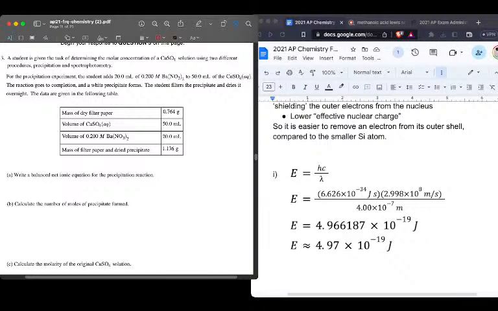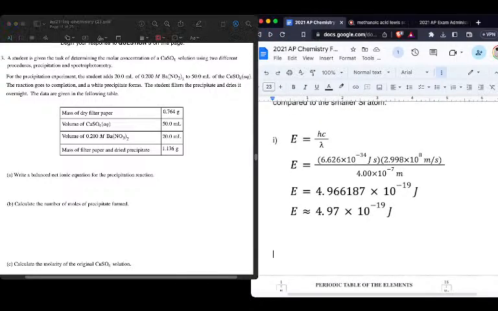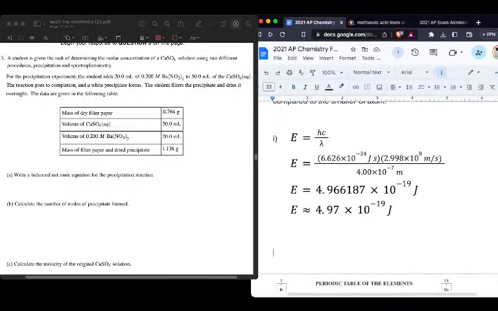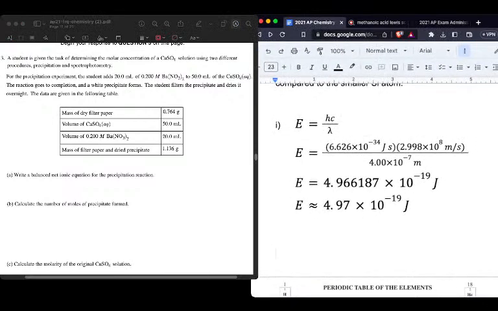Write balanced net ionic equations for the precipitation. Okay, we can do that. If you can't do that, I don't know. I guess I'm a little worried because they're telling you what's reacting here. The only trick is that it's net ionic.